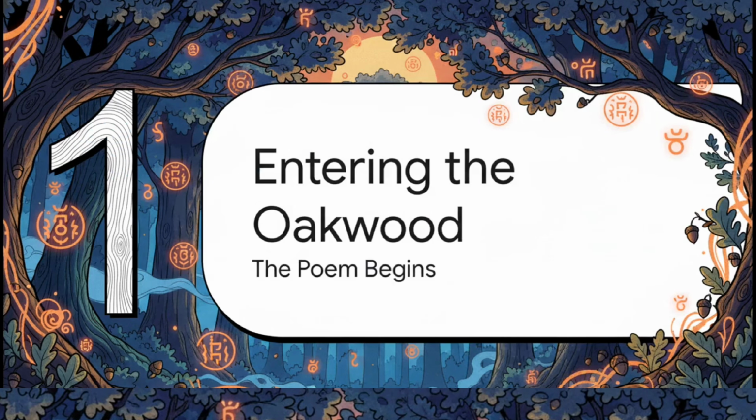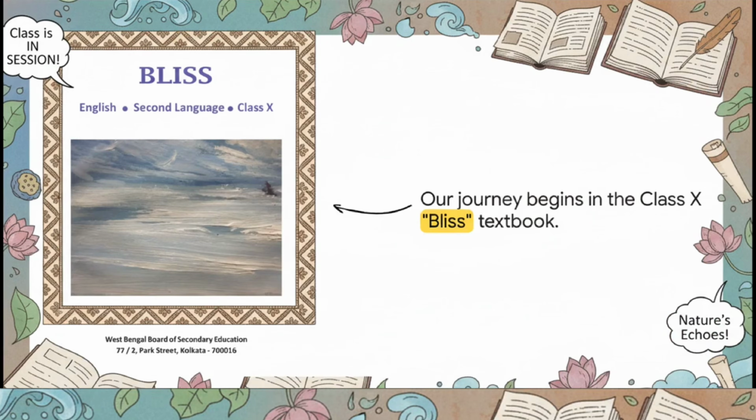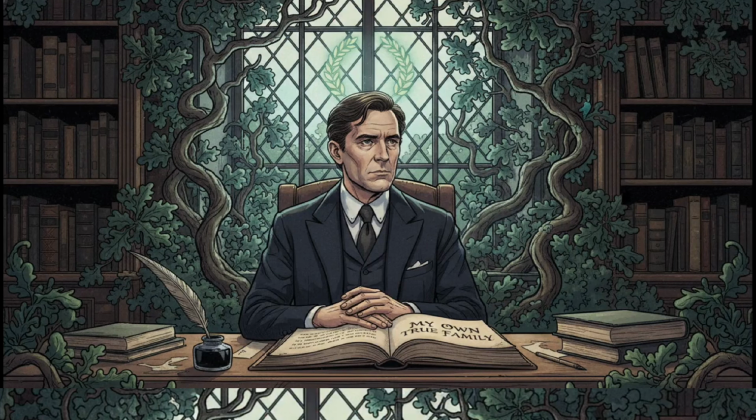Okay, so our journey begins. Let's step into the world of this poem, into this mysterious oak wood. And just so we're all on the same page here, everything we're looking at comes straight from this Class X textbook. So yeah, you could say class is officially in session. And what we find inside is our subject for today, My Own True Family, written by the celebrated and pretty intense English poet Ted Hughes. This guy was actually the poet laureate of Great Britain, so you just know we're in for something really special.